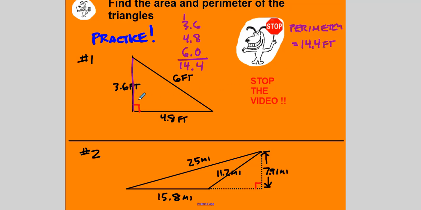Then the area is going to be 1/2 base, which I'll call 4.8. You could have used 3.6 actually here too. That's 4.8 times 3.6. Well, half of 4.8, half of 48 is 24, so this is going to be 2.4. Then I'm going to multiply 2.4 by 3.6, and I should get my answer.